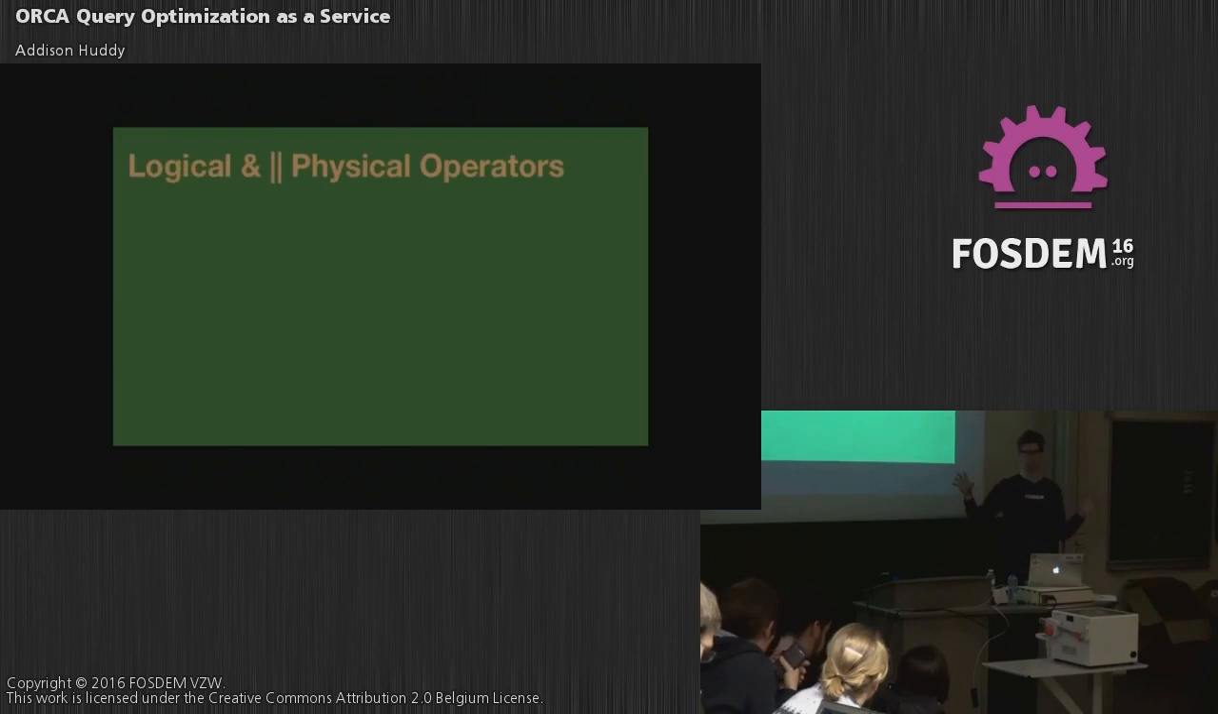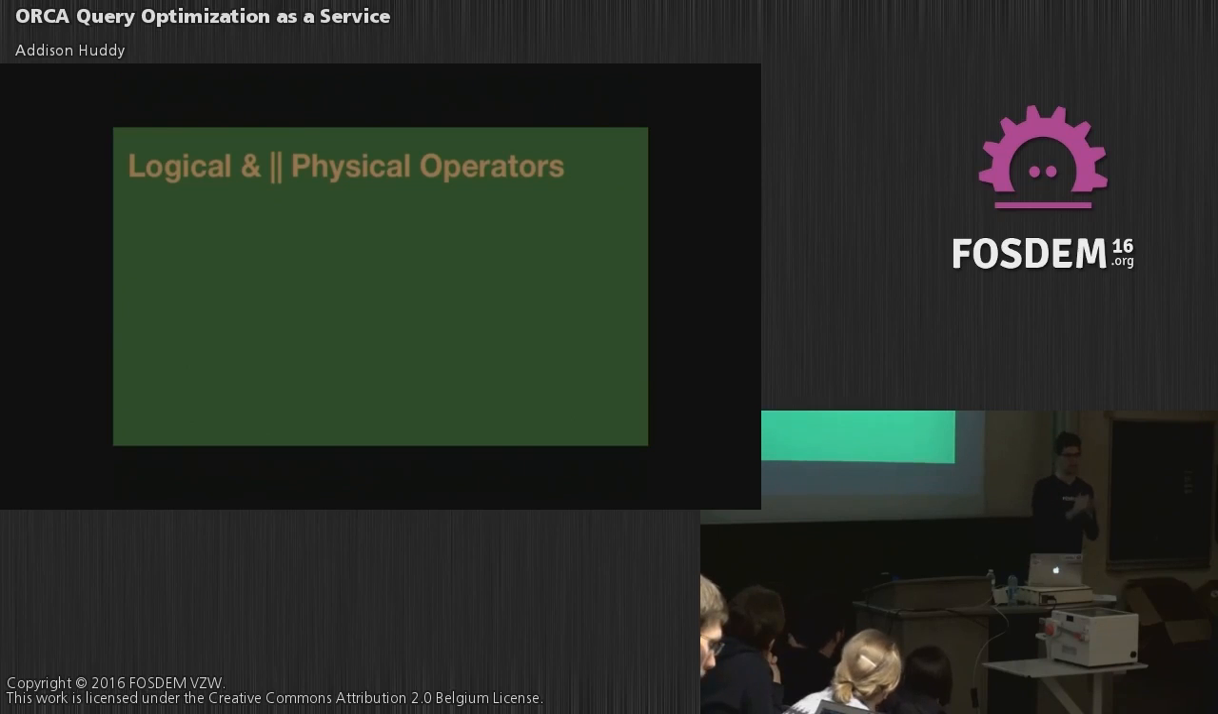So before I go any further, the difference between a logical operator and a physical operator in a database. This is really important to understanding how Orca works. So a logical operator is something like join. This is just the logical way of thinking what needs to happen to the data for it to compute. The physical operator is the algorithm that's actually going to make that operation happen in the database. So join is a logical operator. Hash join is the algorithm that's going to implement that.